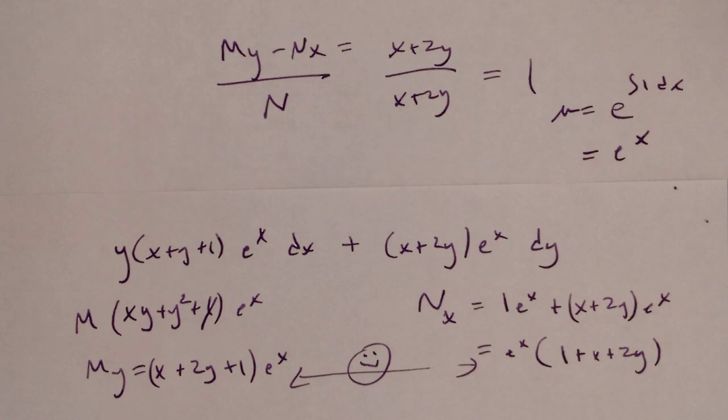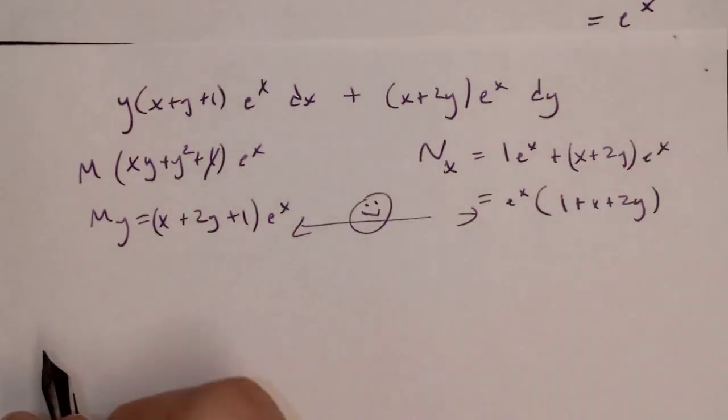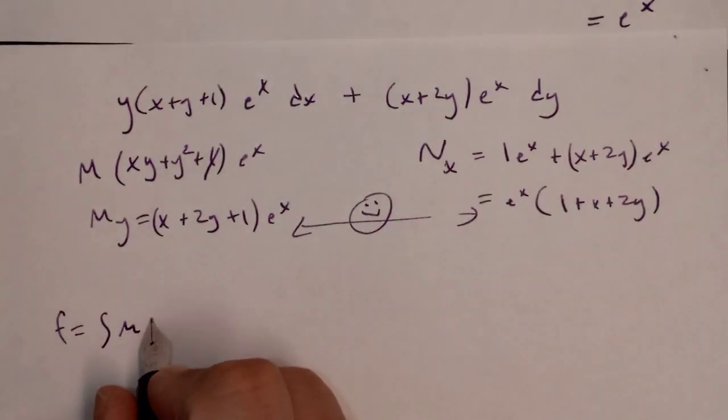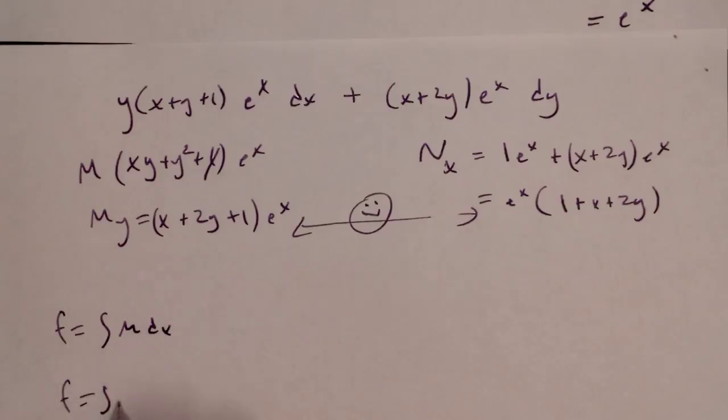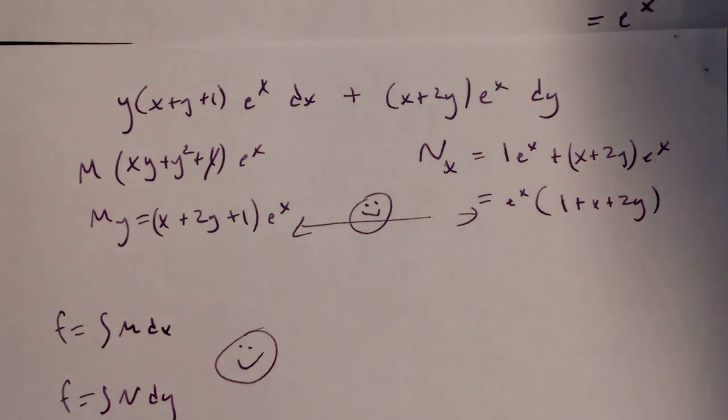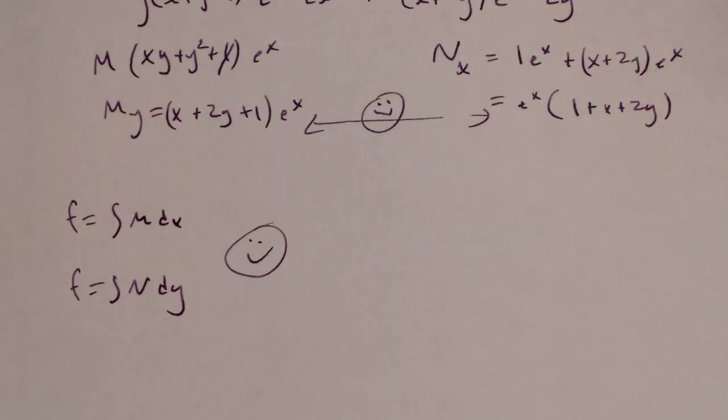So, how do I find the function that I want? I integrate m with respect to x. I integrate n with respect to y. Integrating n is going to be a lot easier because there's only one y. Integrating m is going to be harder. But now I know it should work out. Everything should be balanced and reconciled when I finish these integrals.